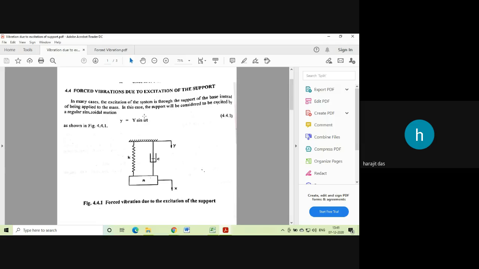It is considered to be a periodic sinusoidal motion. Y equals Y sine omega t is the equation of motion, and this is the representation of the displacement y in the downward direction while the body was moving downward. We need to write this also while we are drawing this kind of figure: forced vibration due to the excitation of the support.